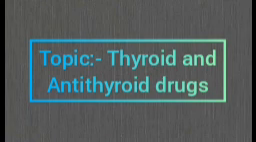Second step is oxidation and iodination. Here, iodide ion is oxidized to iodine by peroxidase enzyme. Then iodine combines with tyrosine residue of thyroglobulin molecule and forms monoiodotyrosine and diiodotyrosine. Here, peroxidase enzyme is blocked by high level of iodide and the thiourea group of antithyroid drugs.